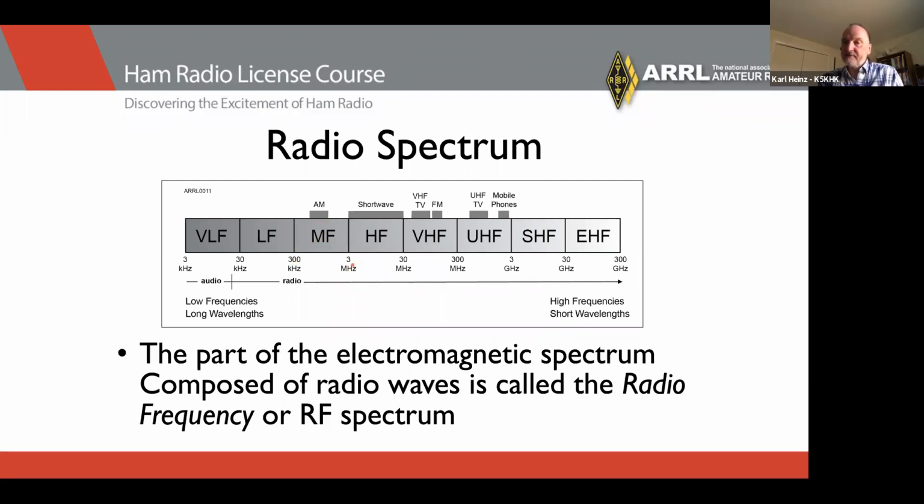Different prefix. If you know how to convert your megas to the kilos, you know that 3 megahertz is 3,000 kilohertz. So we go from 300 kilohertz to 3,000 kilohertz. And then HF, high frequency, was from 3 megahertz to 30 megahertz. And that was it.